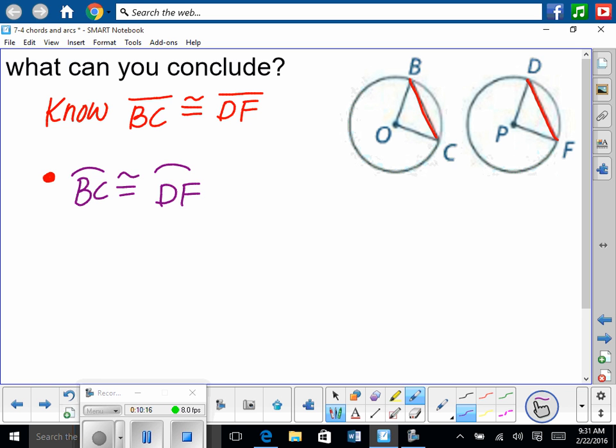Can anyone tell me what theorem that was really quick? On your paper. Theorem what? Theorem 79. Okay, so I'm just going to write that. Theorem 79. Okay, so we're kind of doing a proofy type thing, but it's not really a hard proof, right? You're given the theorem. Okay, what else can we conclude?